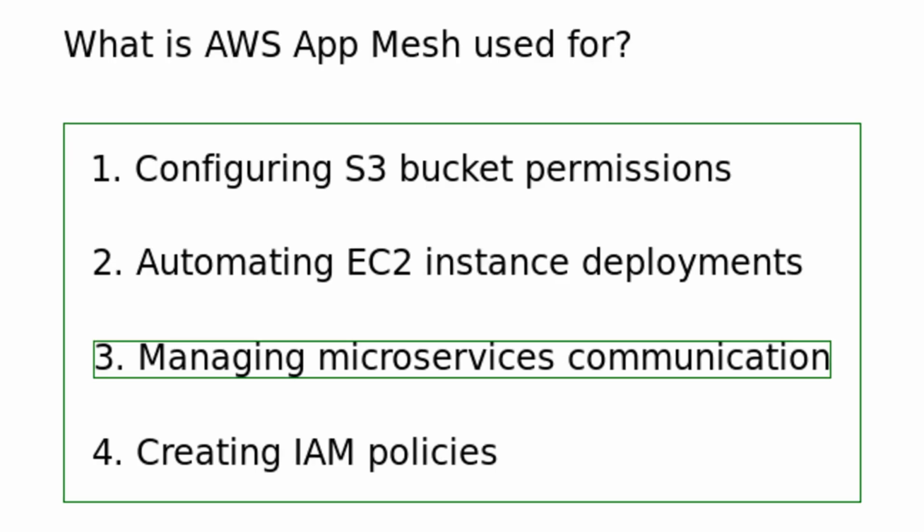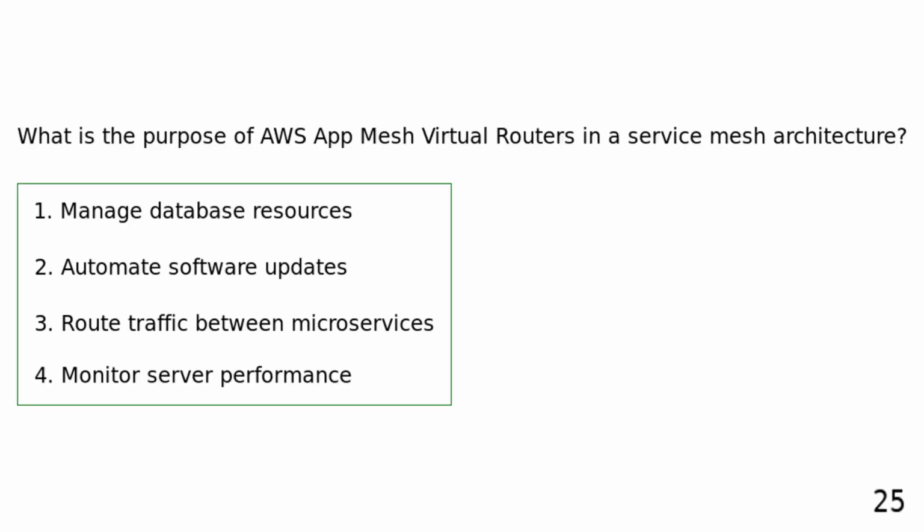AWS App Mesh is used for managing communication between microservices in a cloud environment. What is the purpose of AWS App Mesh virtual routers in a service mesh architecture?